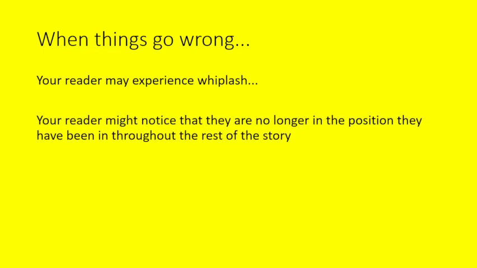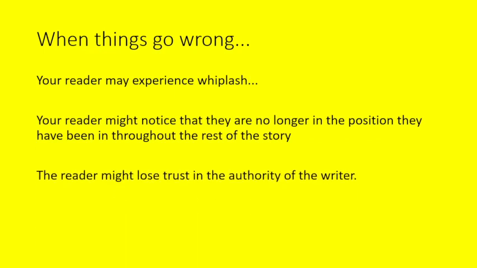When things go wrong, and this is when your creative writing teacher might say you might want to have a look at that, your reader may experience whiplash. If I'm inside one character's head and for a split second I'm in another character's head, that's very confusing to me as a reader and not comfortable. They might notice this. They're no longer in the position they've occupied throughout the rest of the story. And this could make them lose trust in the authority of the writer. We want to believe that the writer knows what they're doing in terms of reader position.